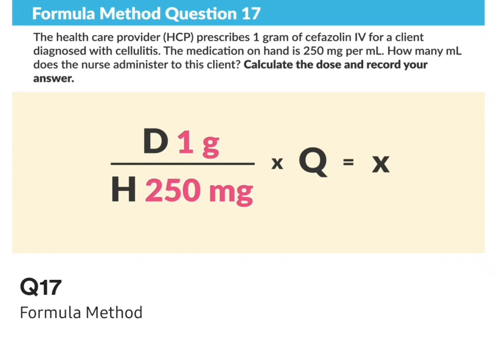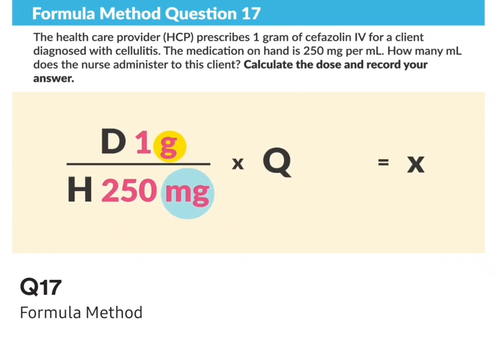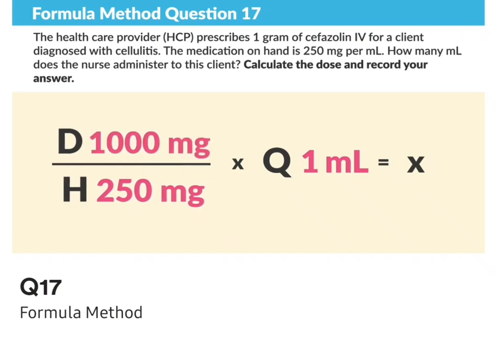All right, so hold on here. H and the D must match. So the D is 1 gram and the H is in milligrams. So we have to convert those. But before we do that, let's look at the quantity. The quantity is 1 milliliter, right? So that's good. Okay, so let's convert this. So we have 1 gram is 1,000 milligrams, right? So the new desired or prescribed dose, D, is now 1,000 milligrams.